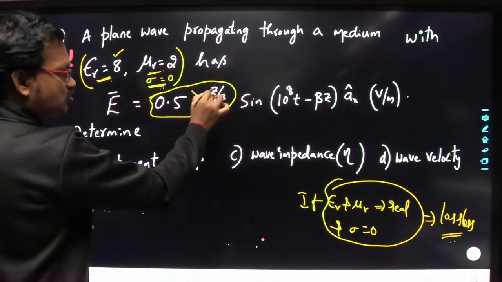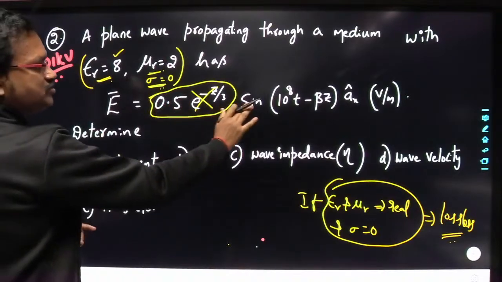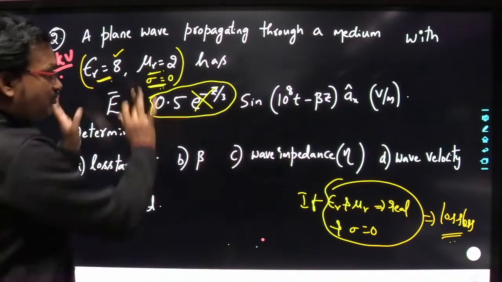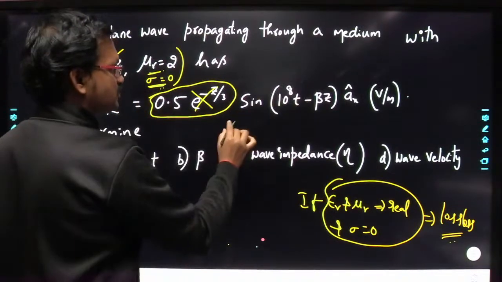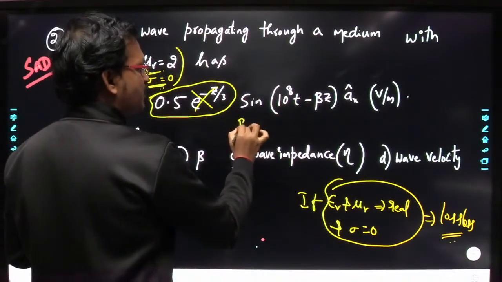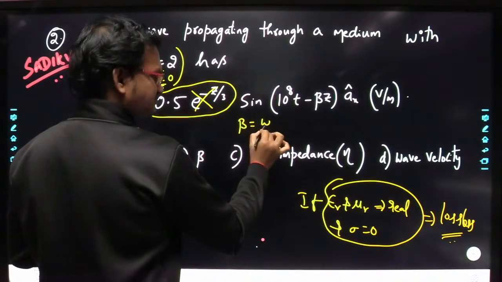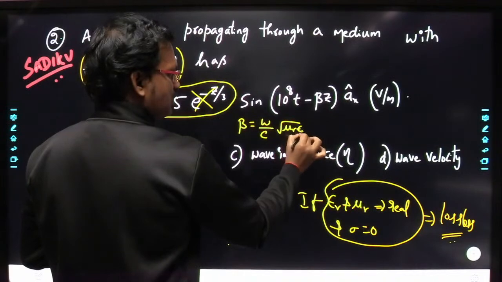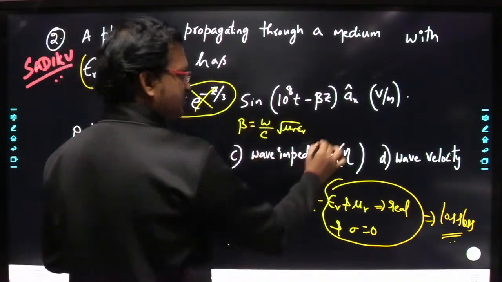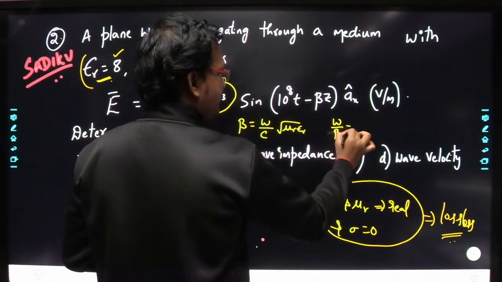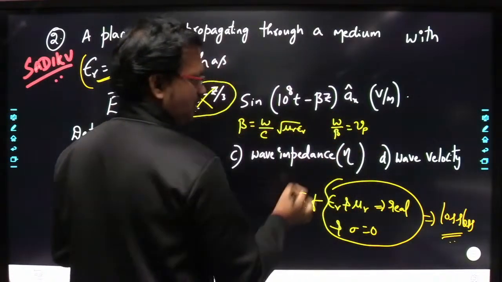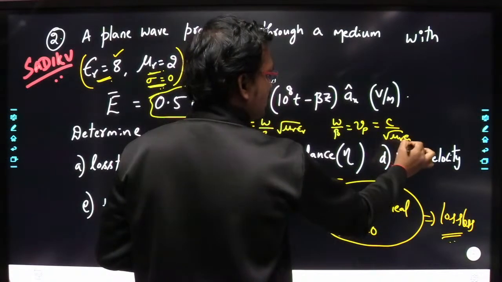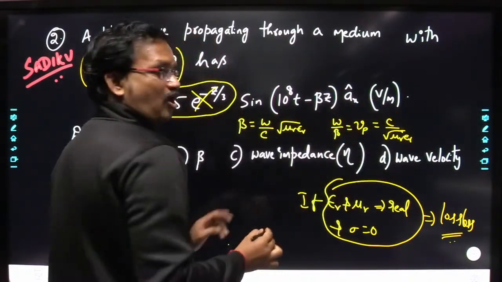So you have to remove this and consider 0.5 into sine of 10 power 80 minus beta z, and this is going to behave as a lossless medium according to this condition. They are asking for beta. So beta is equal to what? Omega by c into square root of mu r epsilon r. Yes or no? How do you get this relation? Omega by beta, I can write it as the phase velocity, which is equal to c by square root of mu r epsilon r. This is for a lossless medium.